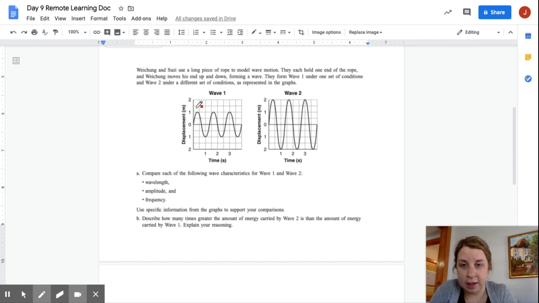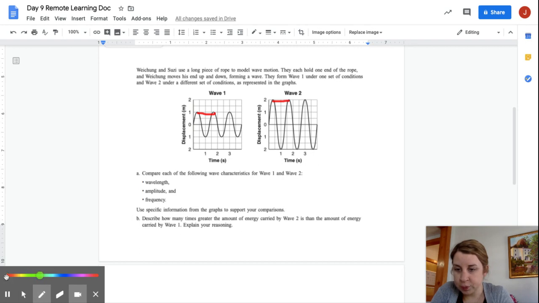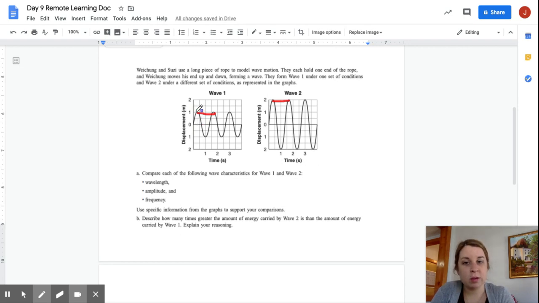So our wavelength for wave 1 goes from here to here, which is about 1.5. And then wave 2, here to here. And again, that's 1.5. So for wavelength, wave 1 and wave 2 are the same, okay? Now I'm going to change the color. Okay, let's see. Amplitude. So remember, amplitude is measured from the normal to the top of the wave. So we'll go up like this. So wave 1, the amplitude is about 1. And wave 2, the amplitude is 2, okay?